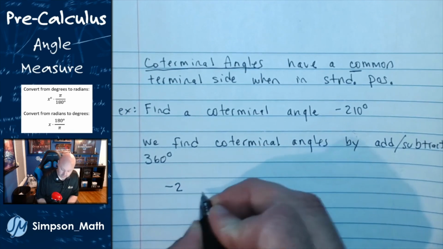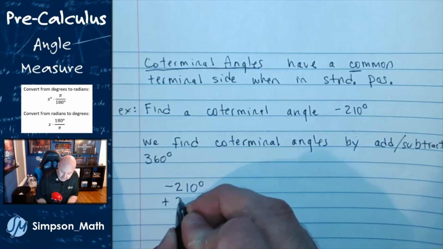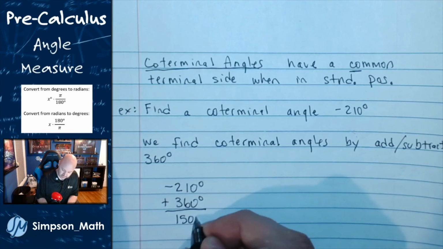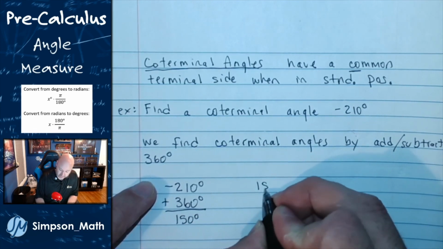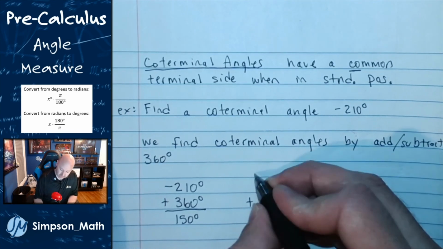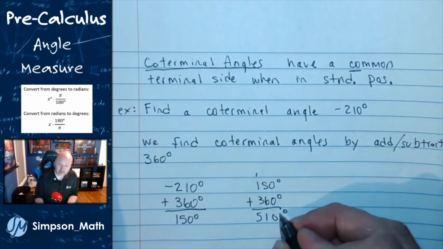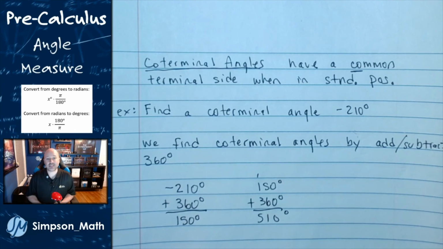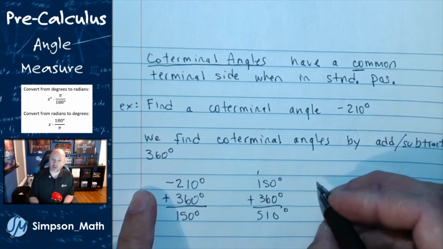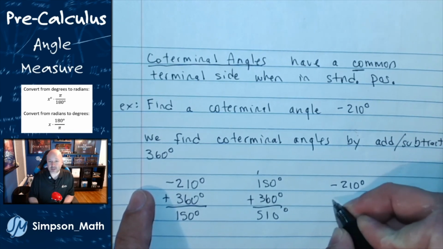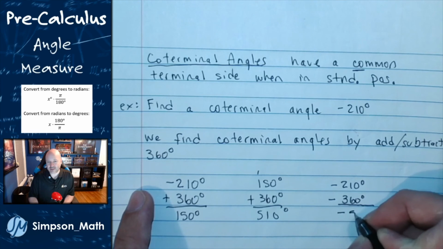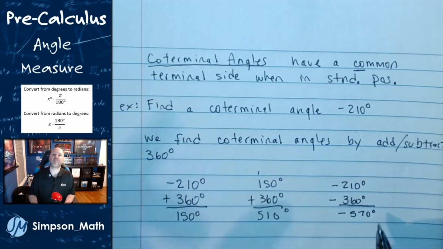So the first one we did visually, negative 210 degrees plus 360 degrees. That's how we got that blue 150 degrees. If I did 150 degrees and added another 360 degrees, well, that looks like 510 degrees. So 510 degrees is also coterminal to 150 and negative 210. We could also subtract: negative 210 degrees minus 360. That's going to give us negative 570 degrees. That's another coterminal angle.